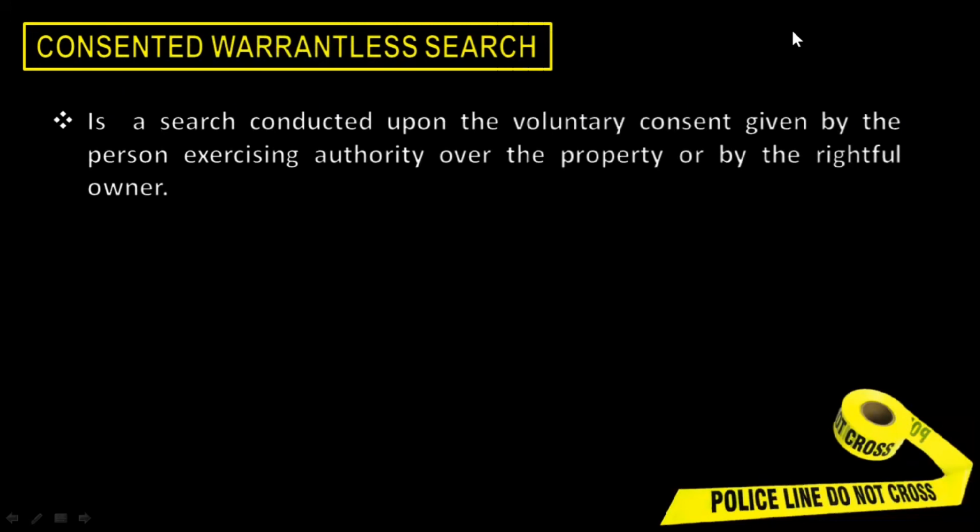Consented warrantless search. Consented warrantless search is a search conducted upon voluntary consent given by the person exercising authority over the property or by the rightful owner. So in consented warrantless search, necessary dito na malaman, na alam ng taong nagbibigay ng consent, alam niya yung karapatan niya. So the person who gives the consent must know his right. Alam niya yung karapatan niya.